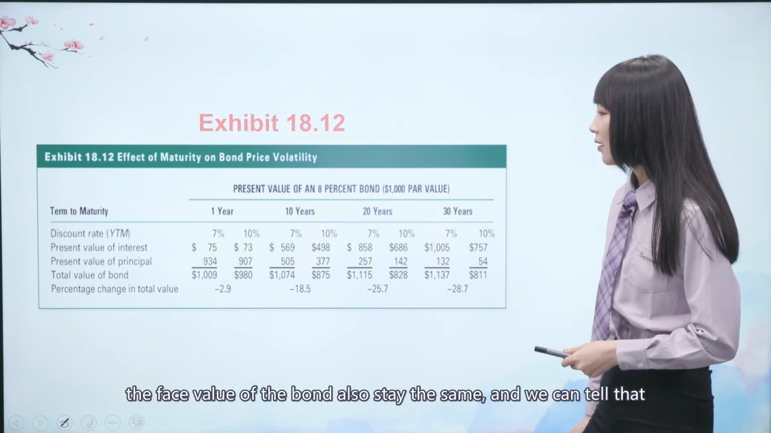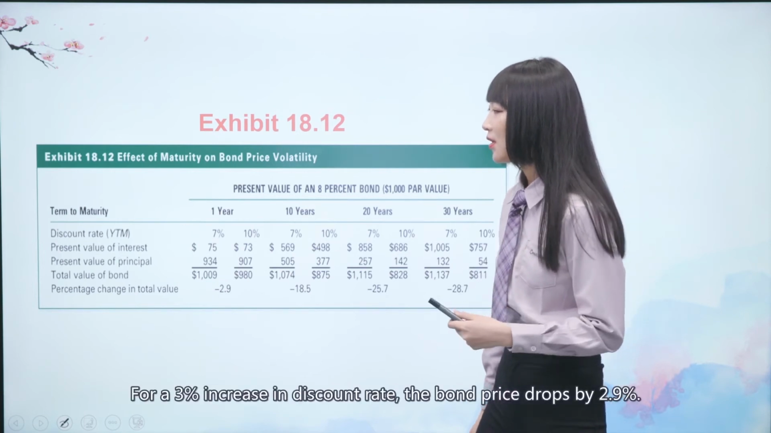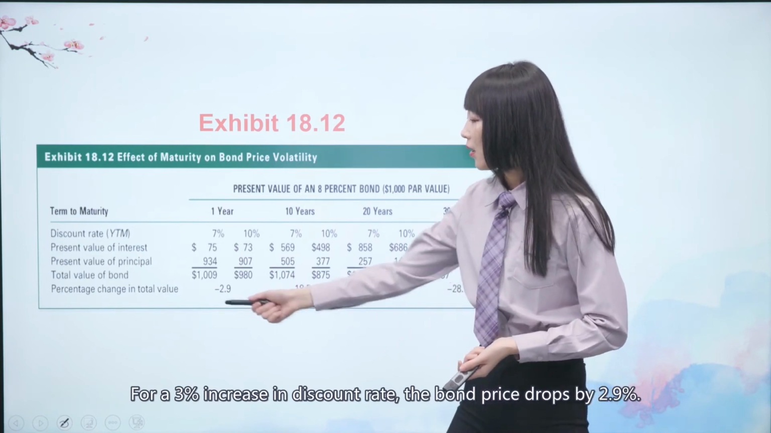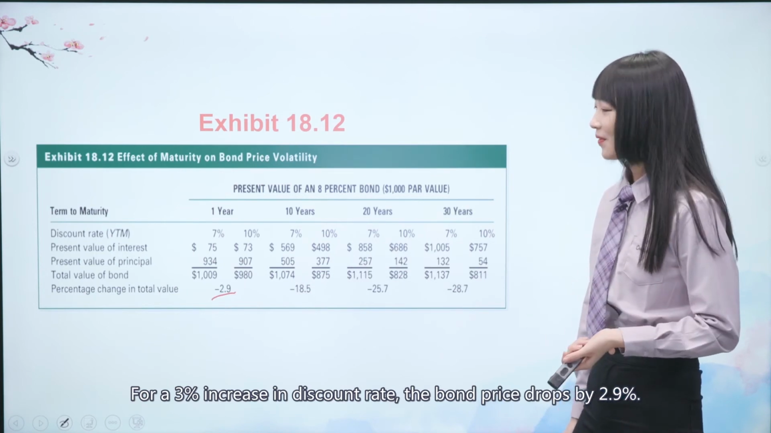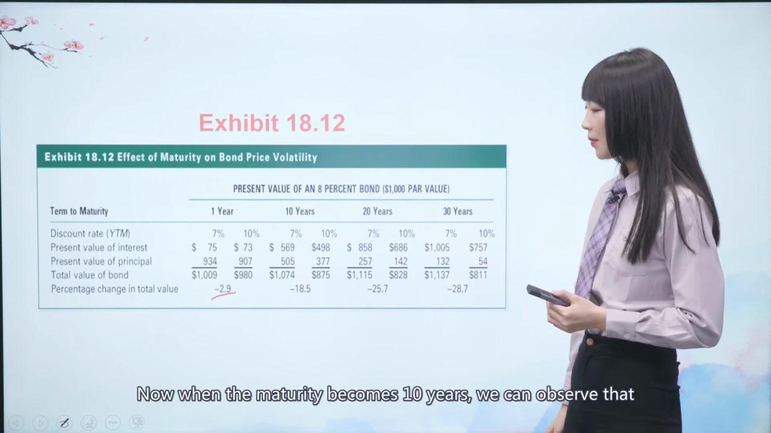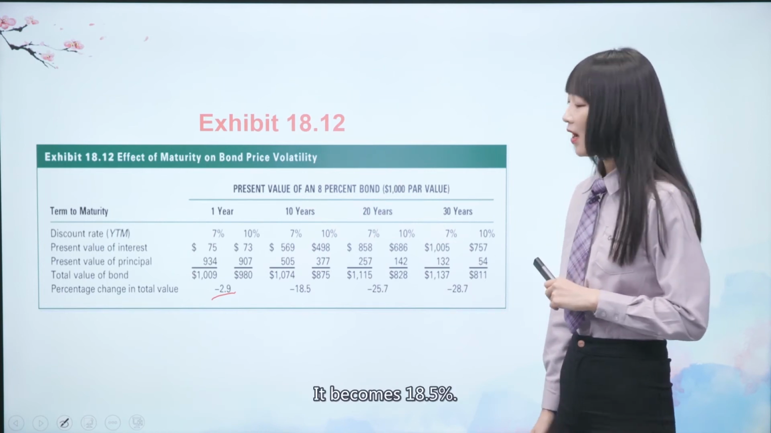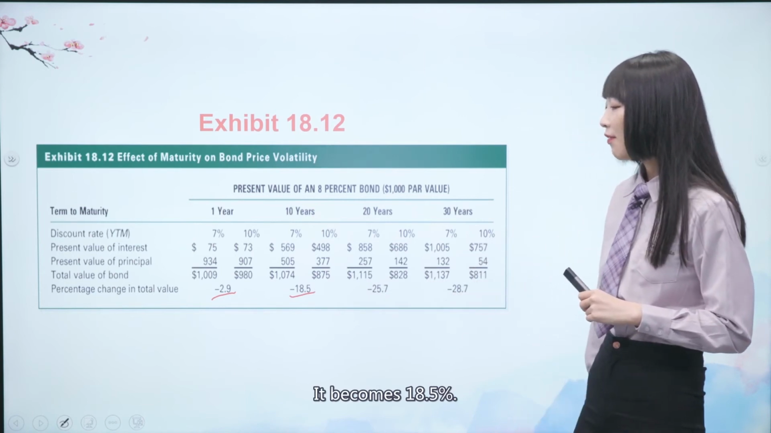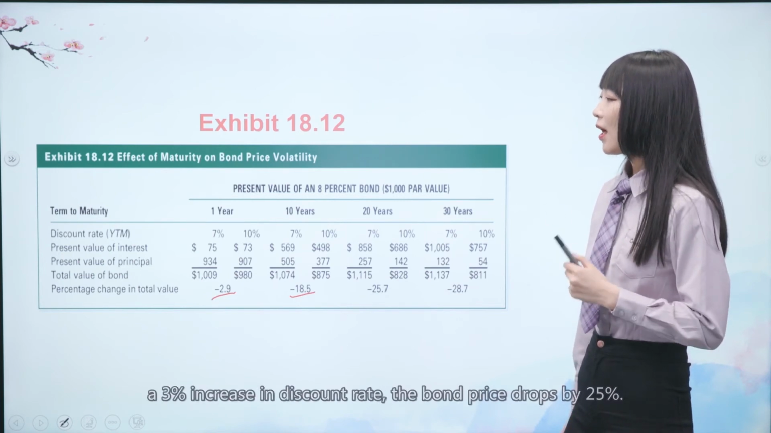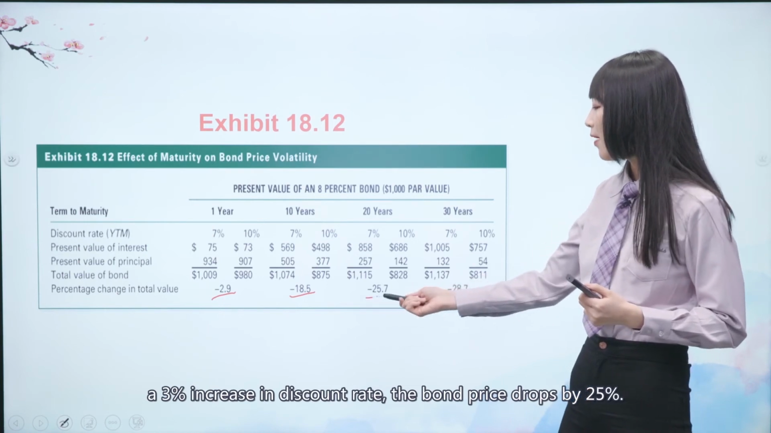And we can tell that when we only have 1 year of maturity, for a 3% increase in discount rate, the bond price drops by 2.9%. Now, when the maturity becomes 10 years, we can observe that the price drop in bonds becomes much larger. It becomes 18.5%. For the next 10 years, for a 3% increase in discount rate, the bond price drops by 25%.